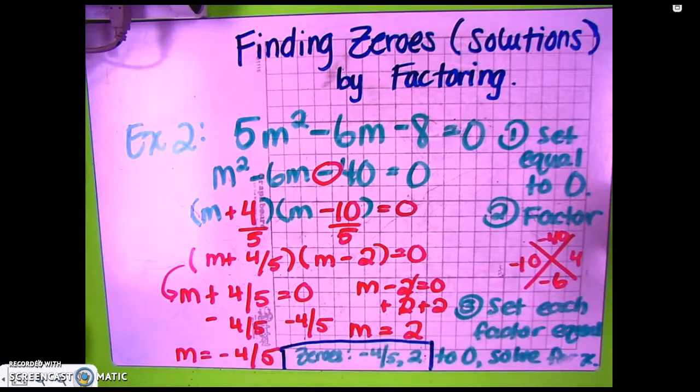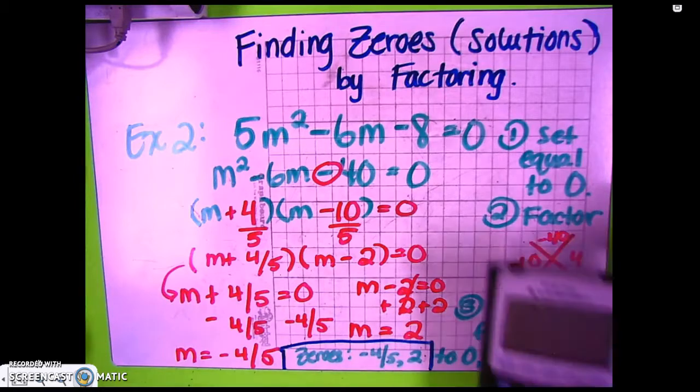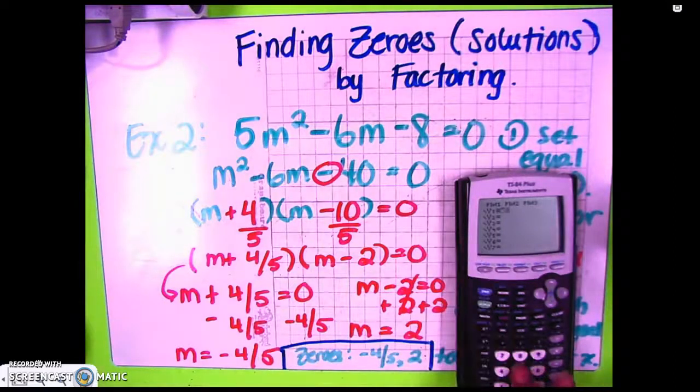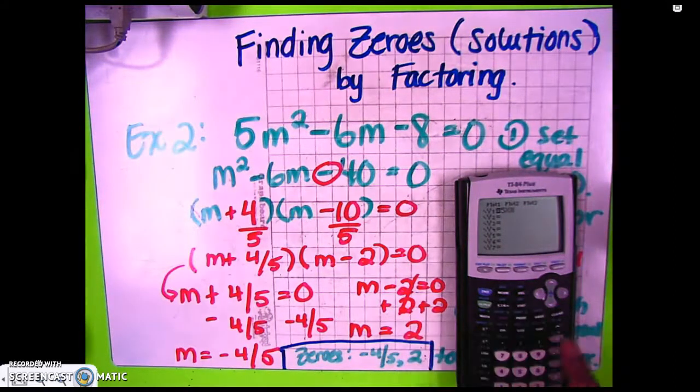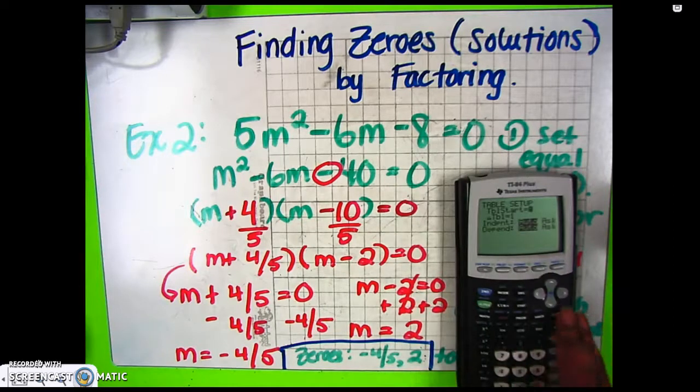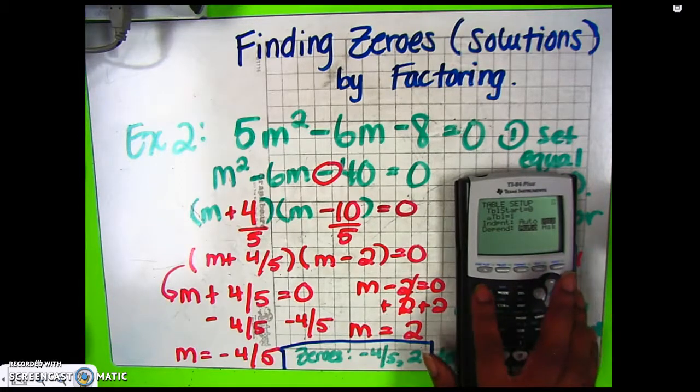Now you can use your calculator to check your answers. I'm going to plug in my quadratic, which is 5. Instead of m, I'm going to use x. Remember, our calculator likes x, no other letters. So 5x squared minus 6x, and then minus 8. Then I'm going to go to second table set because I want to plug in my answers. So I'm going to change the independent variable to ask, and then I'm going to go to my table.